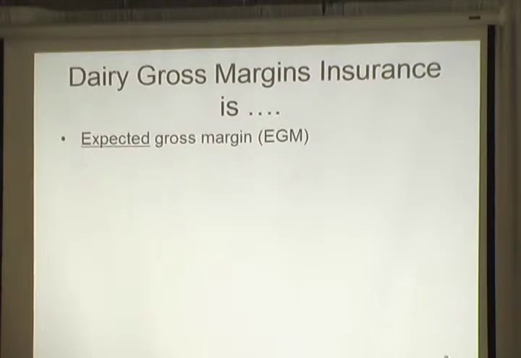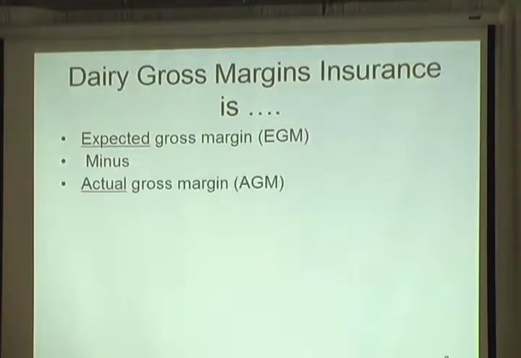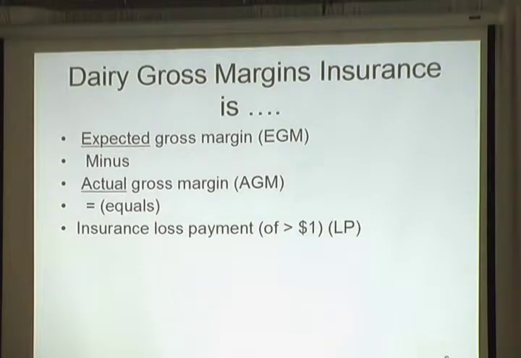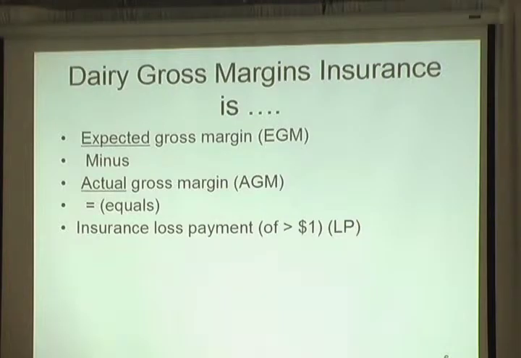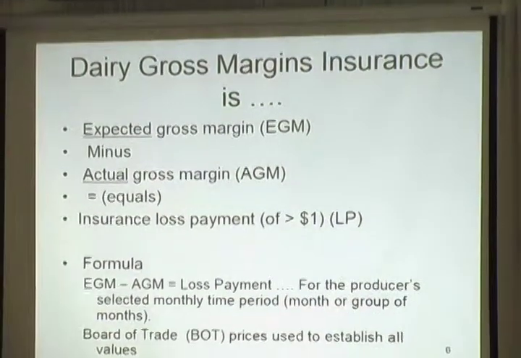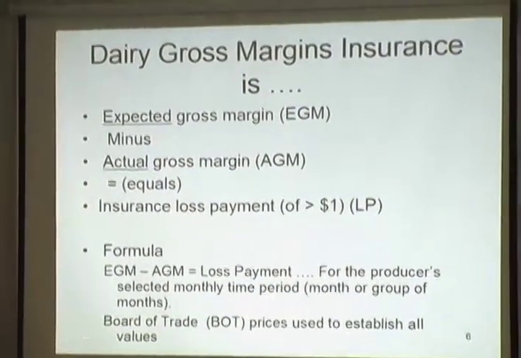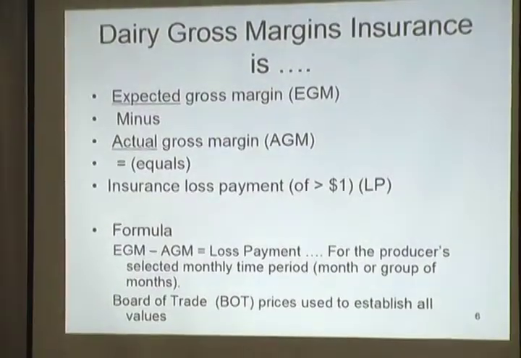Okay, so the dairy gross margin is the expected gross margin, that's the guarantee, minus the actual gross margin. And if that's a positive number, then we owe you an insurance claim. Keep in mind, we don't do it month by month unless you enroll month by month. We do it for the aggregate number of months you enrolled each enrollment period. So then that becomes the formula. And again, remind you that we use Board of Trade prices to establish all values.